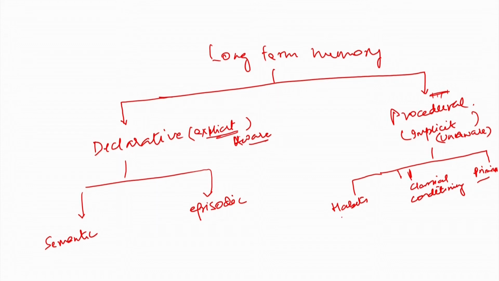Now, in the procedural type you have habits. Habits are those acts which happen automatically, like the habit of scratching yourself, touching your hair at each point of time, or twitching your nose. There are several habits that people have, and these are automatic acts that people do but are not aware of.